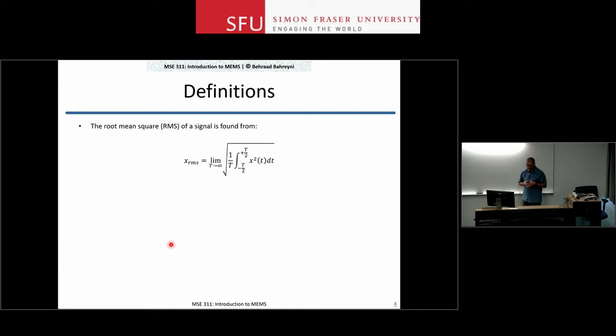Moving on, the root mean square of a signal is found from this integral. So basically, I look at the squared value of x over time, integrated with t going to infinity. I can estimate x RMS. It's an indication of how much energy, or rather, how much power you have in that signal.